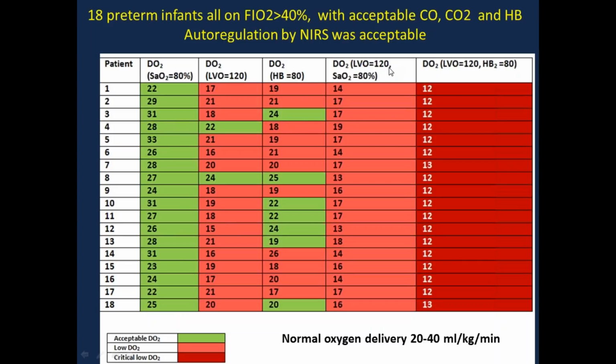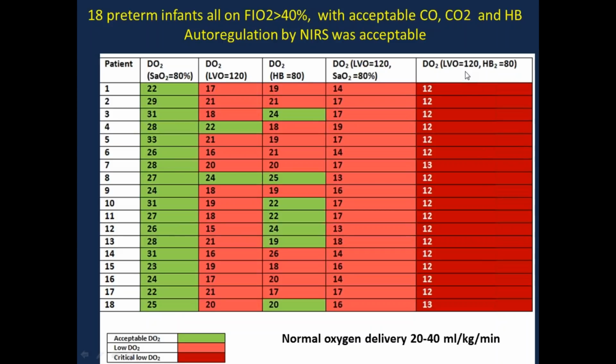Then we calculated the equation with low cardiac output of 120 and kept the hemoglobin the same, but we considered saturation to be 80%. Then the oxygen delivery decreased even more. We kept saturation the same but reduced the cardiac output and the hemoglobin, and we recalculated the oxygen delivery, and the result was critical.